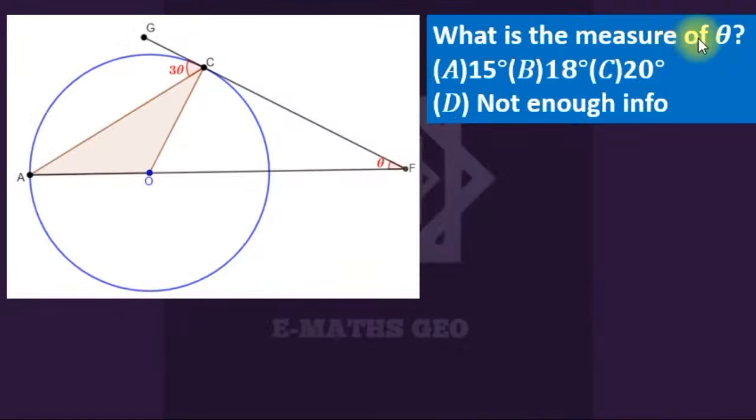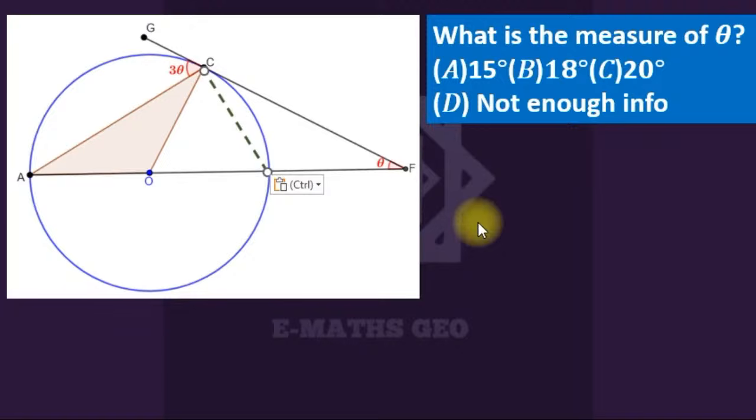To find the measure of theta, look at theta, and I have 3 theta here. The first thing I notice is that I have a tangent line, so we need to use alternate segment theorem, but there is a little problem here. We don't have an inscribed triangle. For you to use alternate segment theorem, you need a tangent line and also an inscribed triangle, such that one of the vertices of that triangle is the point of tangency. So we need to add an auxiliary line.